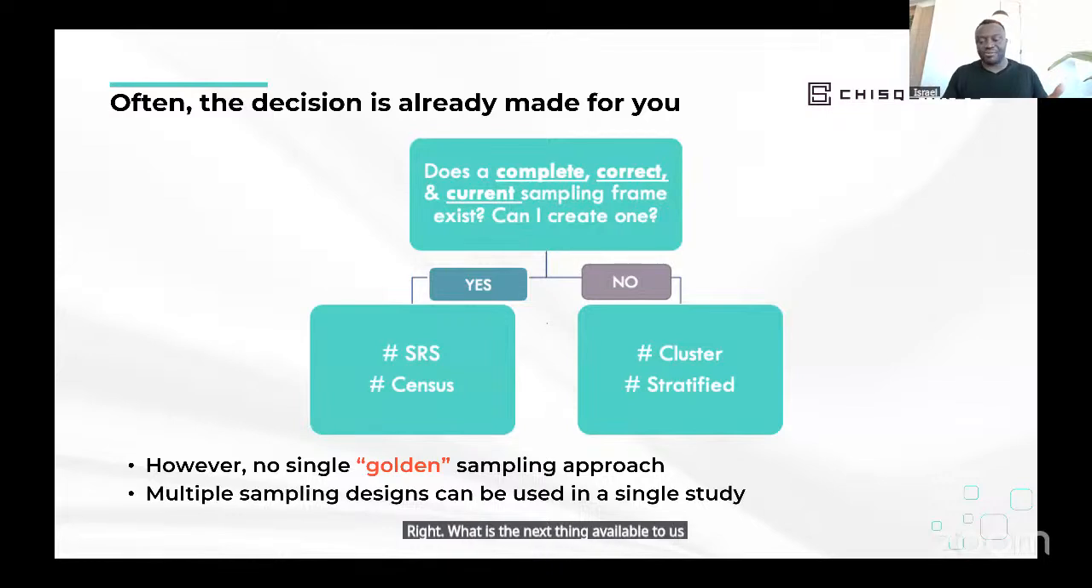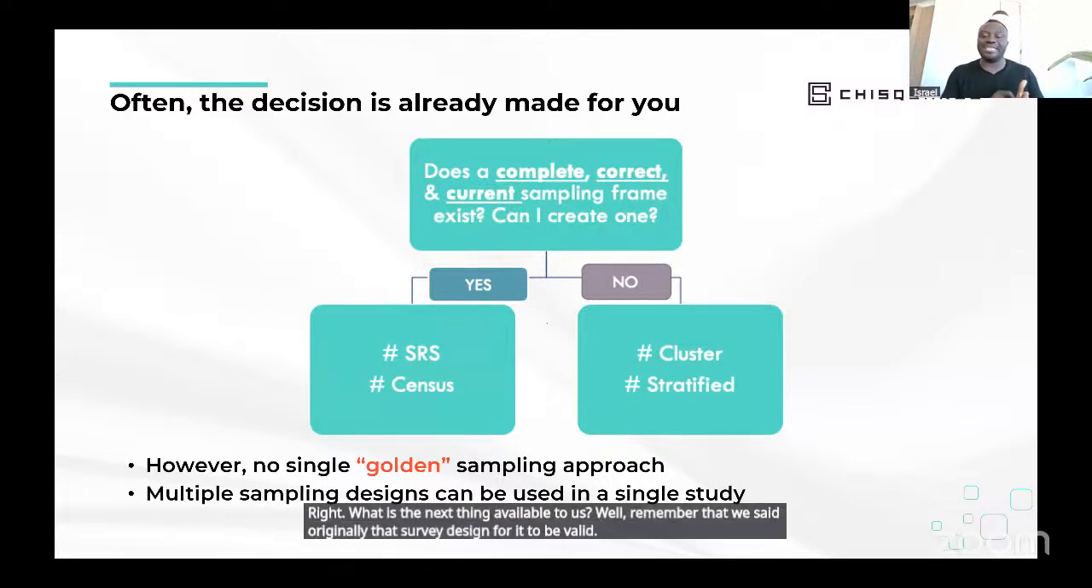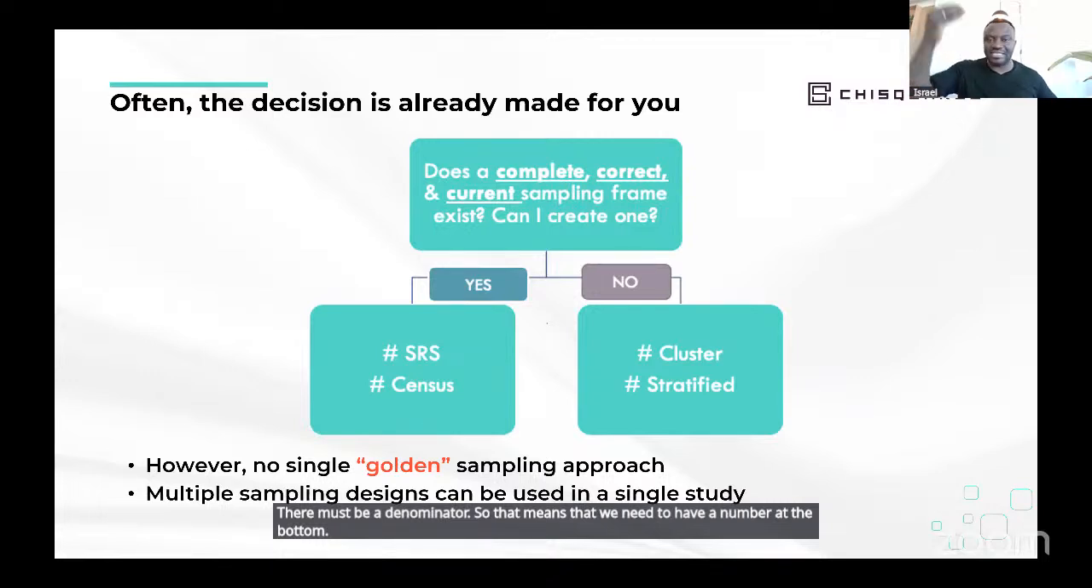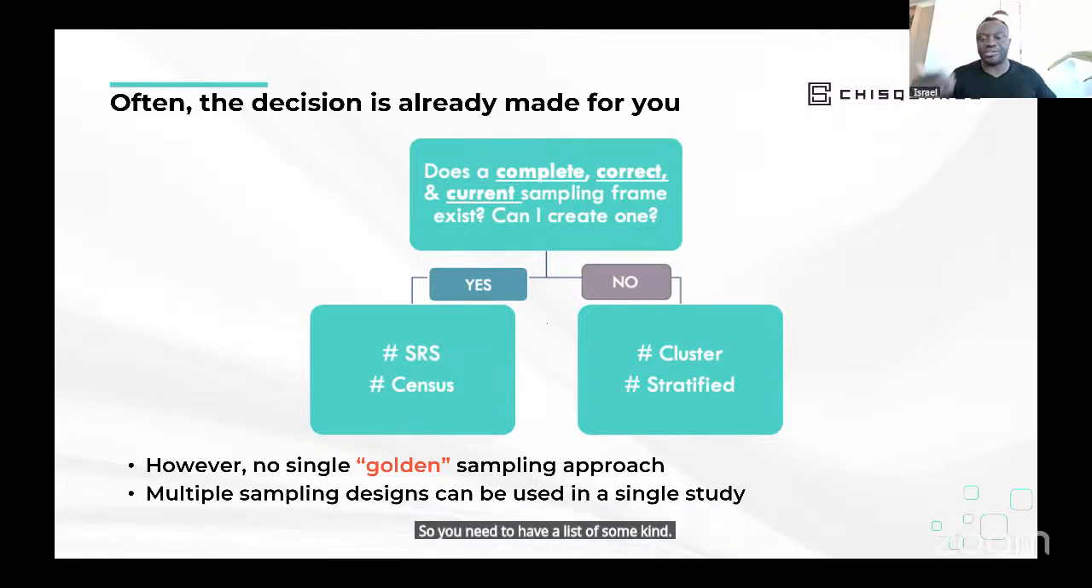Well, remember that we said originally that for survey design to be valid, there must be a denominator, right? So that means that we need to have a number at the bottom. So you need to have a list of some kind before you can do a random survey. There must be a list.